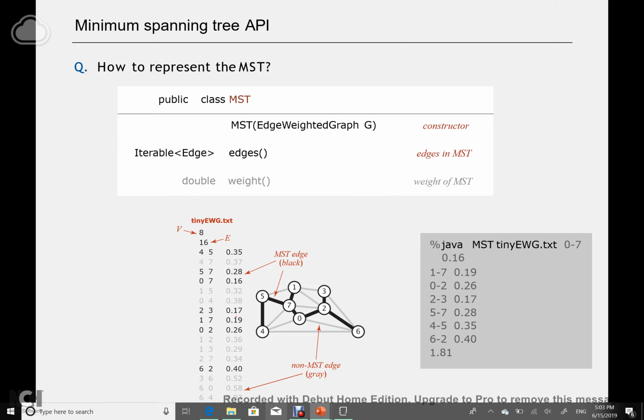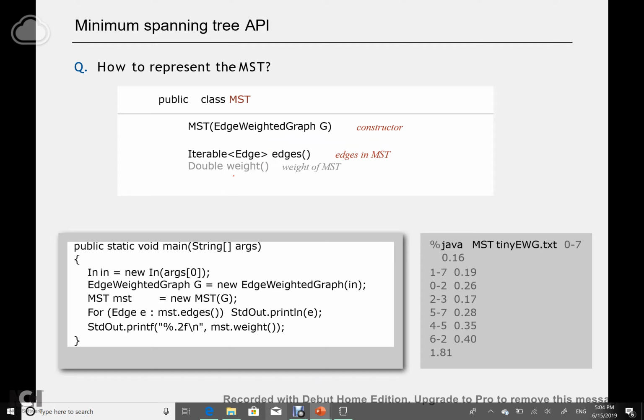And how to represent the minimum spanning tree? The constructor takes an edge-weighted graph as input, and we want to return all the edges in the spanning tree. We want to make sure the total weight is the smallest. And this is one of the examples.